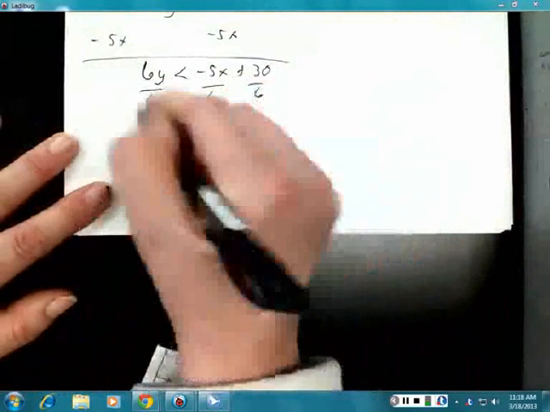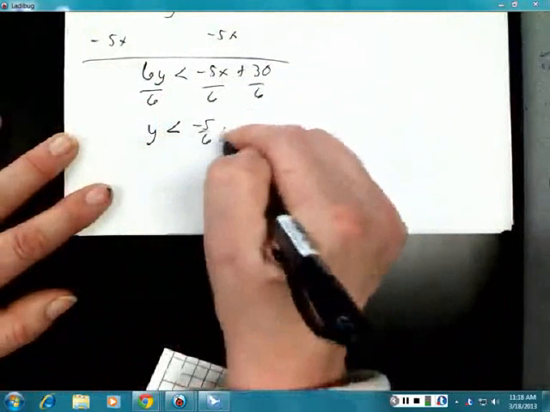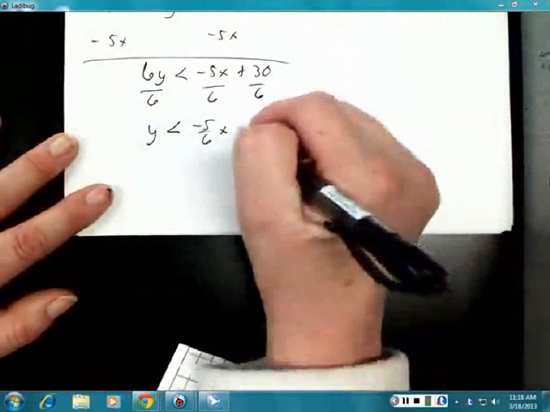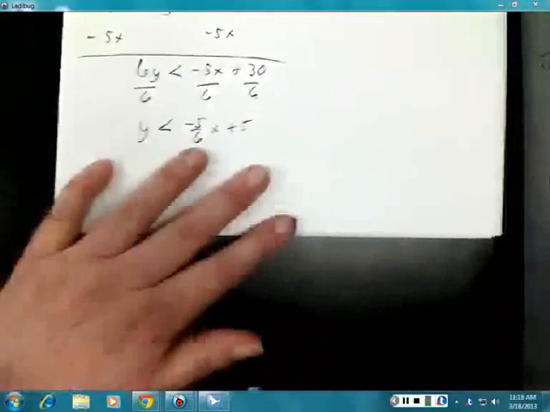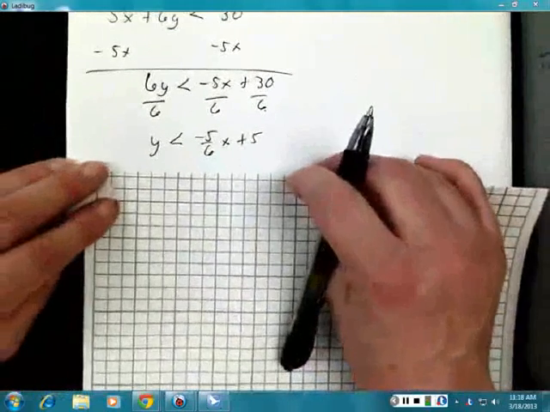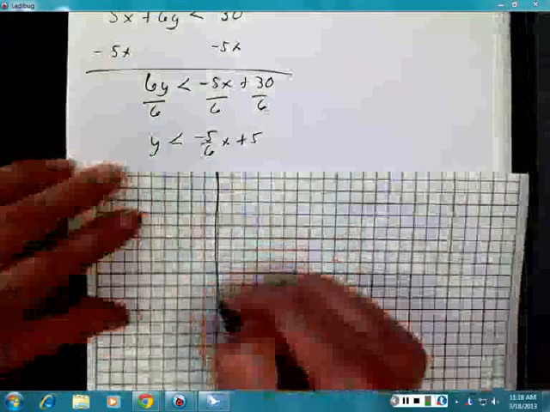Okay. Divide every piece by 6. So I have y is less than negative 5/6 x. 30 divided by 6 is plus 5. Okay. So now, if I take that and I graph it, what's that going to look like?